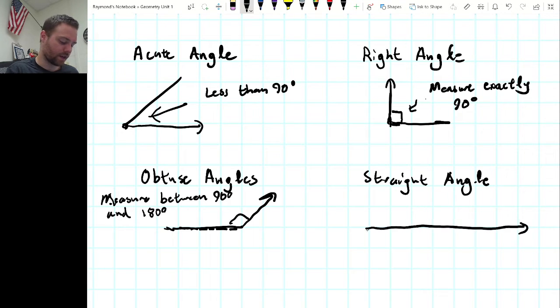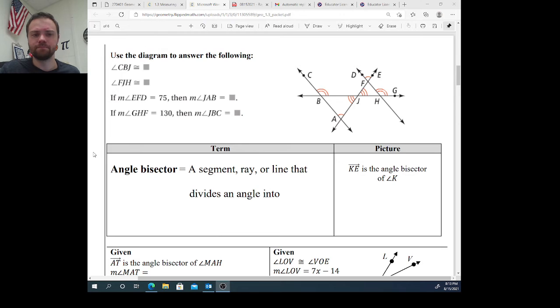And it's just a straight line. So if we measure from here to here, that's 180 degrees. Okay? And those are the different types of angles that you will encounter. And so we're going to do a few more of these statements and call it a day.